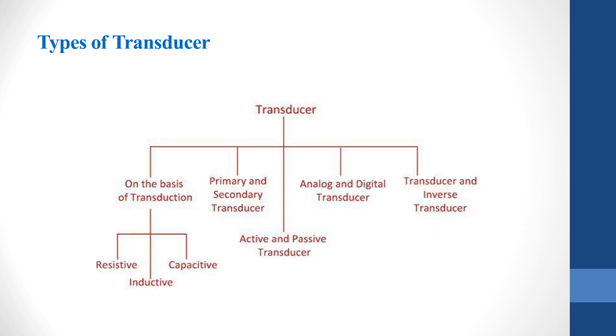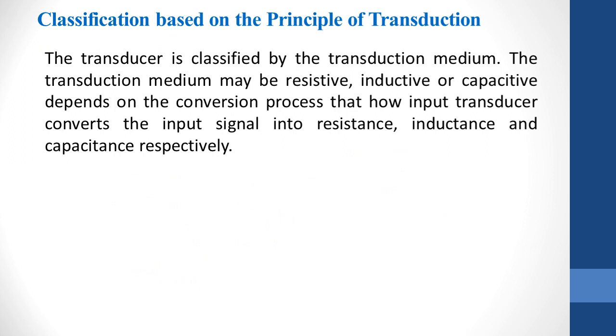So this gives the types of transducers tree diagram. So first is on the basis of transduction, and second one is primary and secondary transducer. The third one is active and passive transducer. The fourth one is analog and digital transducer, and fifth one is transducer and inverse transducer. On the basis of transduction, it is further classified into resistive, inductive, and capacitive. So further, the resistance change, inductance change, or capacitance change may be converted into electrical quantity like current or voltage by suitable circuits.